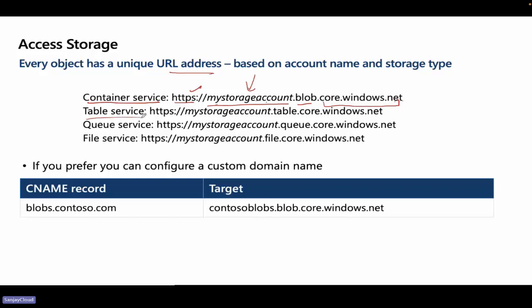Again, table services. If you are going to access table services over the internet, it will start with HTTPS, then storage account name, service name table, then the suffix of Azure Storage. Queue service starts with HTTPS, storage account name, service name queue, then the DNS suffix. File services start with HTTPS, storage account name, service name file, and Azure DNS. You can use your custom DNS as well, where you can create a CNAME record in your DNS and use your domain name while accessing your storage account.